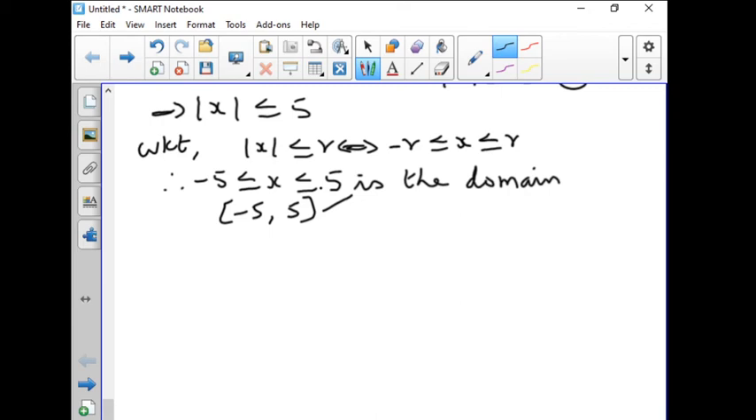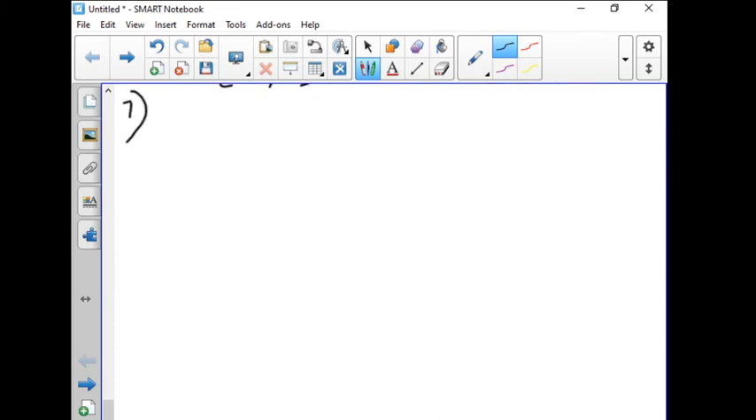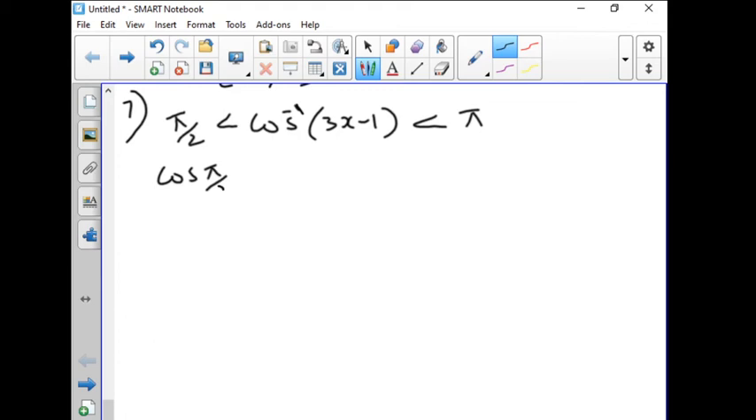Now coming to question number 7. For what values of x does the inequality pi by 2 less than cos inverse of 3x minus 1 less than pi hold? For what values of x? So here we are having cos inverse. To remove cos inverse, we will be taking cosine function throughout. So this becomes cos pi by 2 is less than 3x minus 1 is less than cos pi.